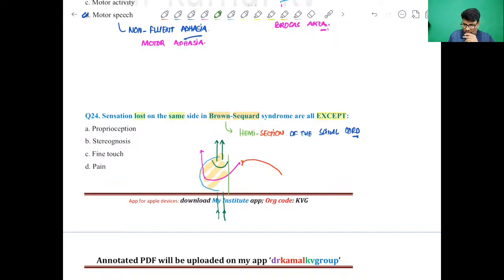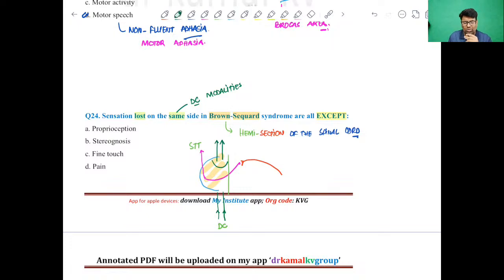So if there is injury to this part, what is happening? The dorsal column modalities will be lost on the same side because they were ascending on the same side only. But the spinothalamic tract modalities will be lost on the other side because the decussation has occurred at the level of the spinal cord. So whatever fibers are ascending on, say, the right side, they are actually carrying the sensation from the left side. Clear? So that's why same side is all dorsal column modalities.